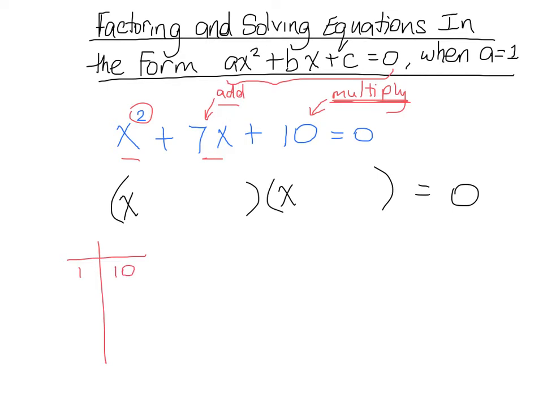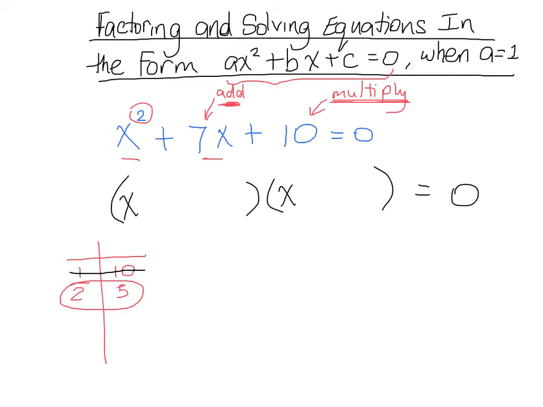So we have 1 and 10, which multiply to get 10. However, they don't add to get 7, so you would cross that off. Then go up the list to 2, and 2 matches with 5, because those two numbers multiply to get 10. And when you check if they add to get 7, they do. 2 and 5 do give you 7 when you add them up. So those are the two numbers that we're looking for.